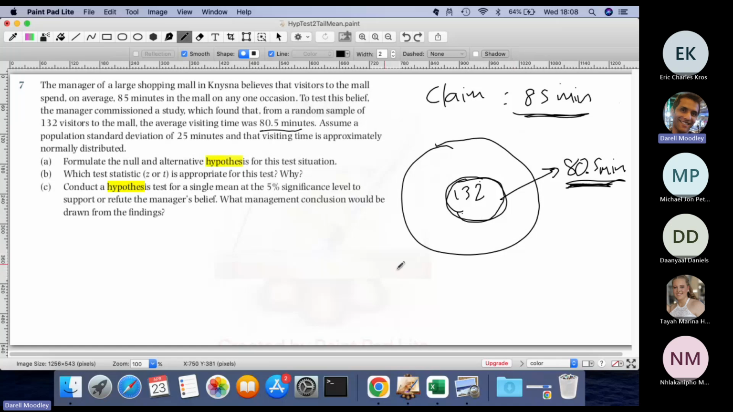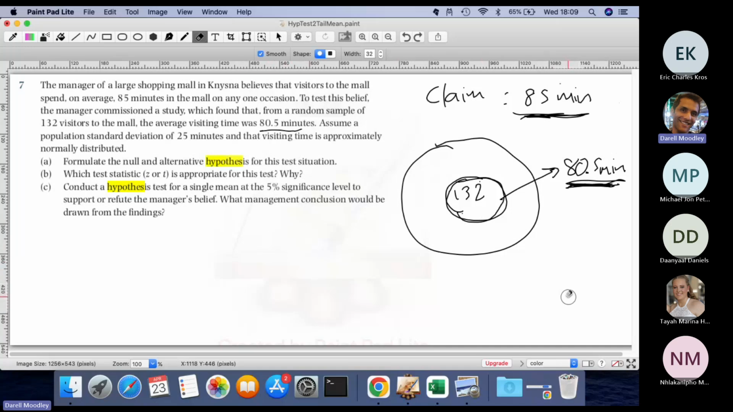I think we all can agree that if the time was, say, 60 minutes, that's quite a big difference from what they claim, and we could say, no, it's not true. If it was 30 minutes, we would say undoubtedly, no, it's not true. But 80.5 is pretty close, right? And because it's so close to what they claim, we need to test it statistically based on some threshold, okay? When I say some threshold, I mean some cutoff. At what point do we say it's not true? And that's going to be given to us further down the question.